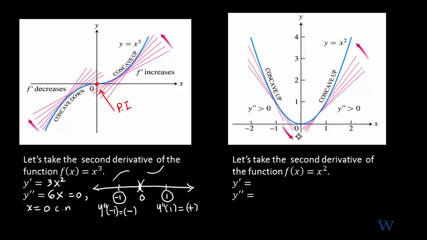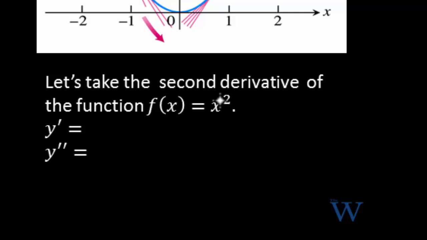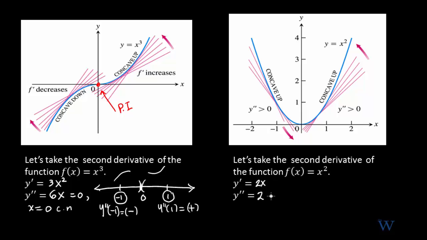Now let's see, does the graph of y is equal to x squared have a point of inflection? So let's take the first and the second derivative. First derivative is 2x, second derivative is 2. Well, it's constant, which means if it's constant, it stays in one sign. In this case, it stays positive. That's why if you look at the graph, all the lines tangent to the curve are always below the curve.